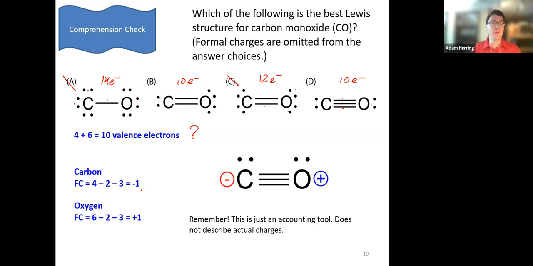Remember, formal charges are just an accounting tool. It does not describe the actual charges. If we were to predict them, we would actually think that the oxygen would be partially negative and the carbon would be partially positive due to the differences in electronegativity between them.